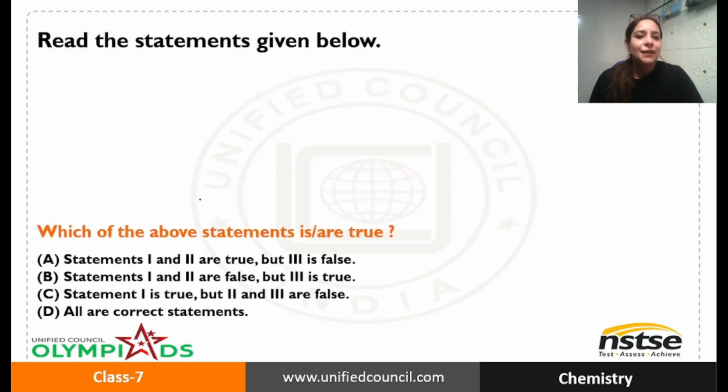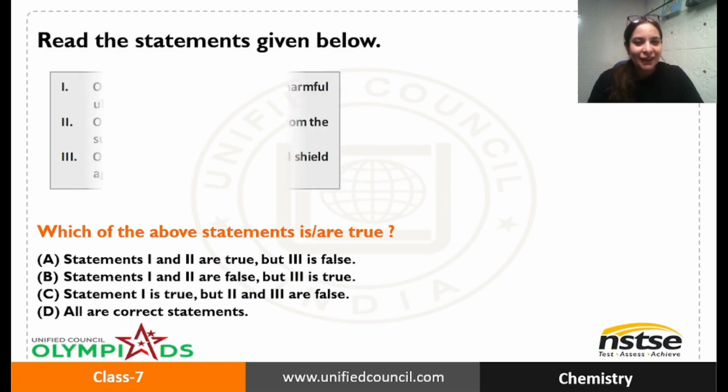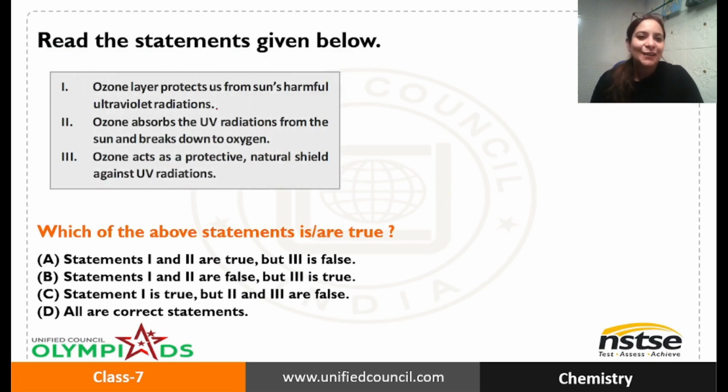Okay, next question. Read the statements given below. Don't worry, we have statements and these are the statements. So let's read them first. Ozone layer protects us from the sun's harmful ultraviolet radiation. Yes, it's correct. In the atmosphere, we know that there is a layer called the stratosphere which has a special layer, that is the ozone layer in it, which protects us from UV rays, that is ultraviolet radiations.